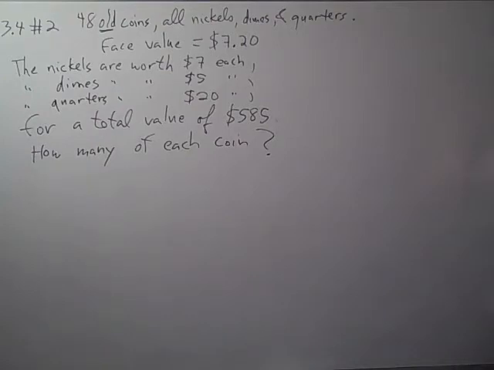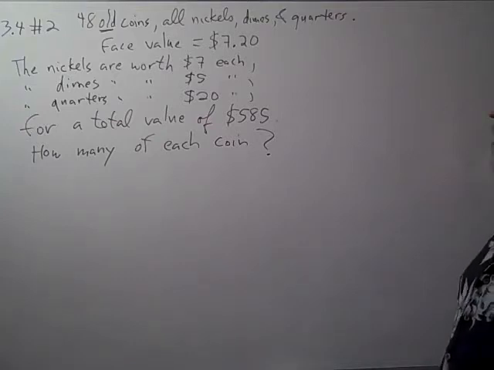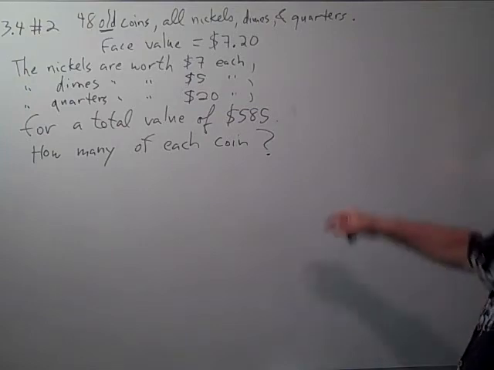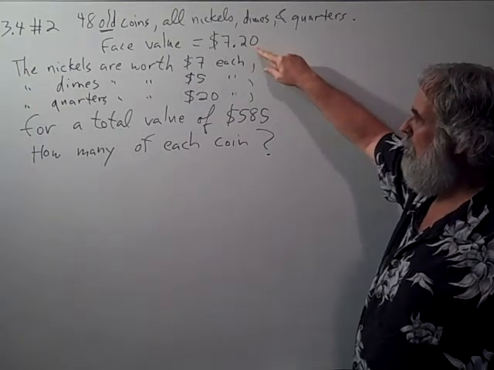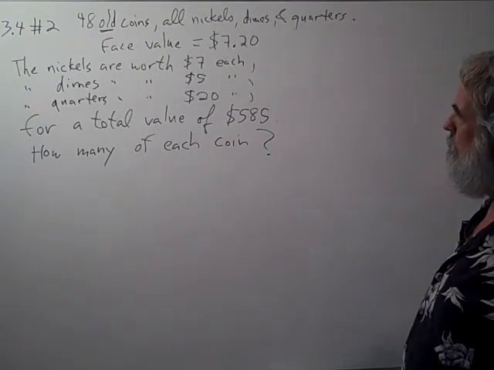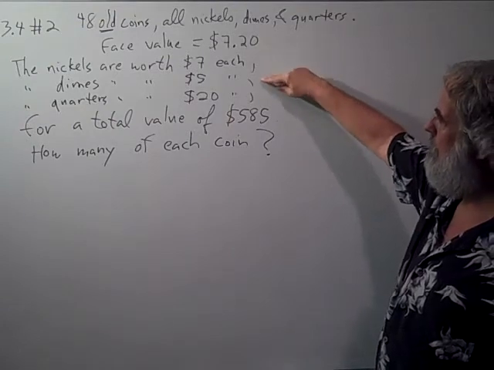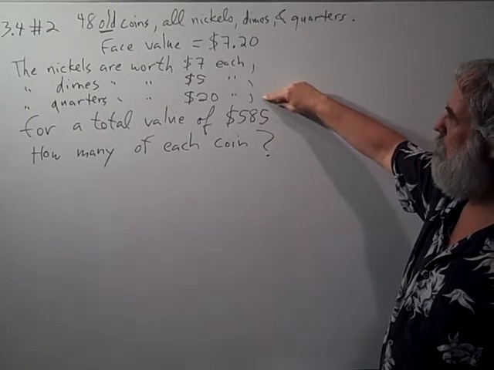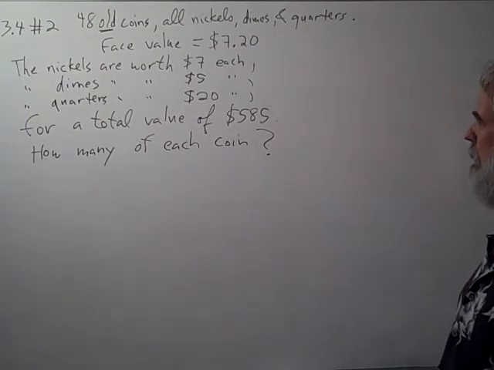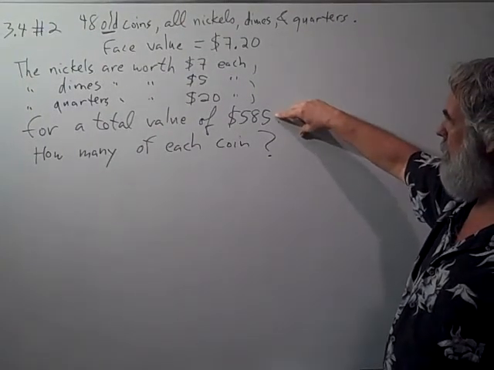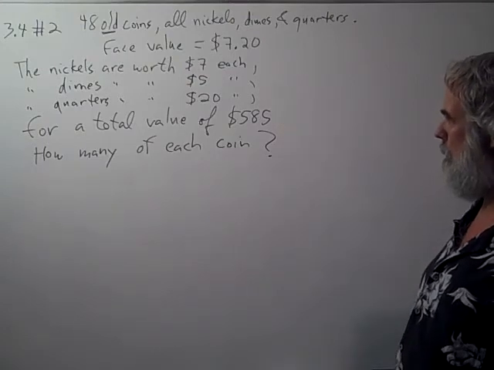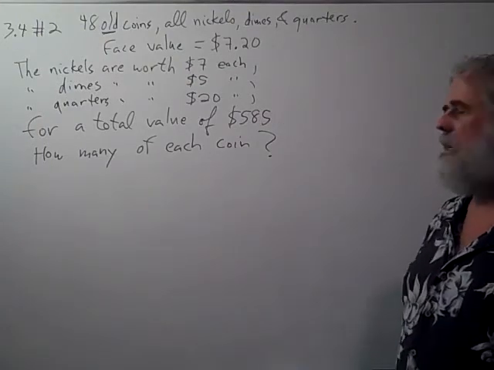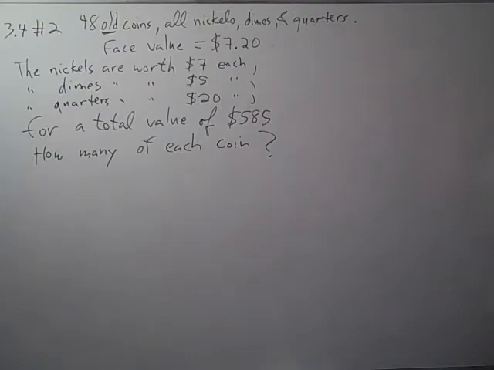Okay, for this problem we've got 48 old coins consisting of nickels, dimes, and quarters. If you added up how much they're worth, just from their face value, it's $7.20. However, a coin collector is offered $7 for each nickel, $5 for each dime, and $20 for each quarter. They're from 1929, so they're old coins. The total value the coin dealer is offering you is $585 for all these coins. So the question is, how many of each coin do you have?